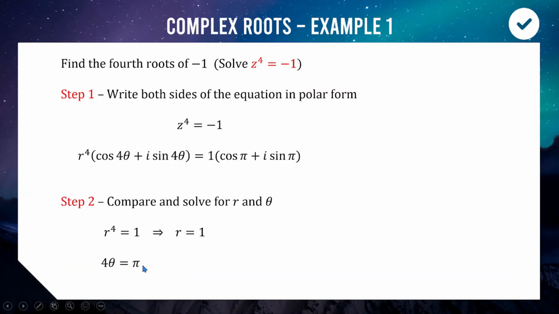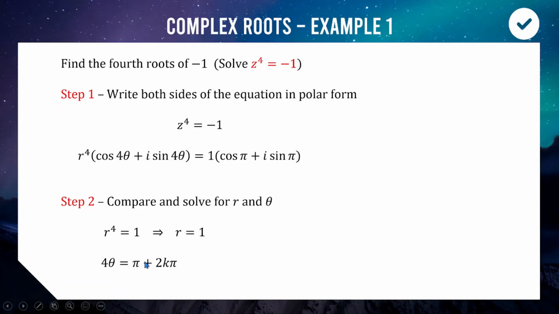So if we added 2 pi to this and maybe had 3 pi, this would be equal to 4 theta as well. Okay, so cos 4 theta plus i sin 4 theta is equal to cos pi plus i sin pi when the angle 4 theta is equal to pi or the next rotation around the circle. The way we write that is we're going to have pi plus 2 pi times k.